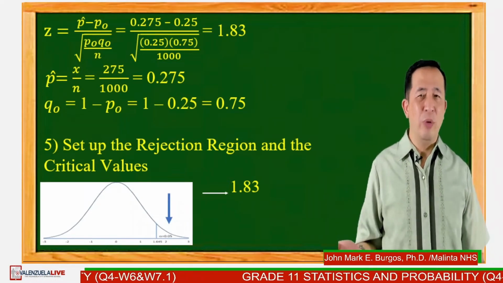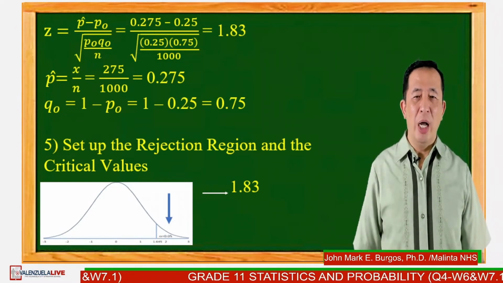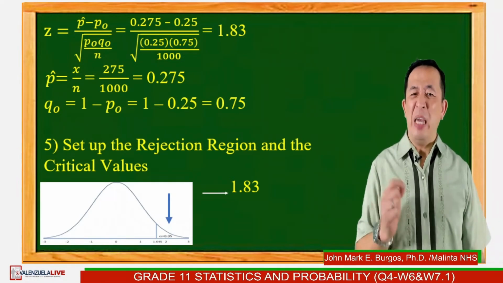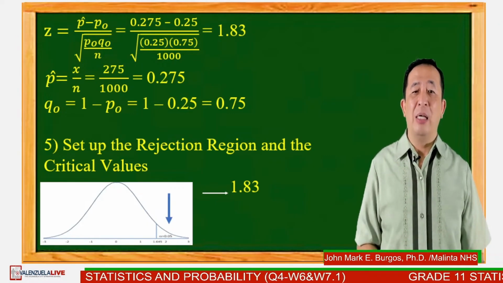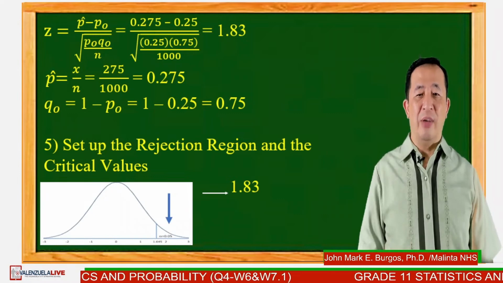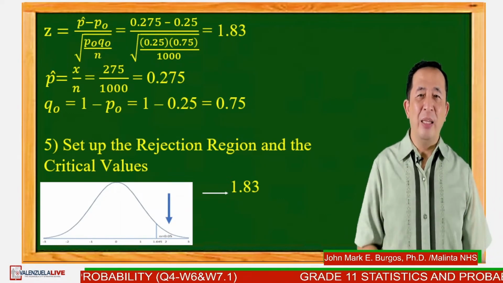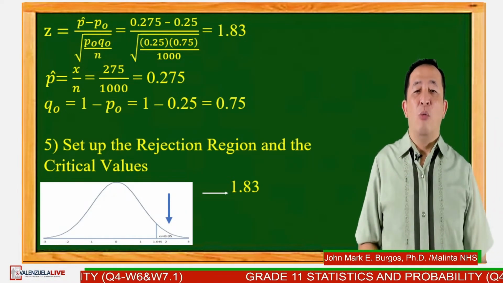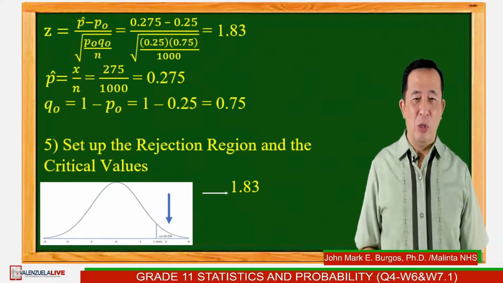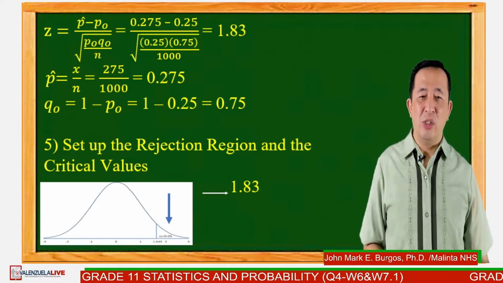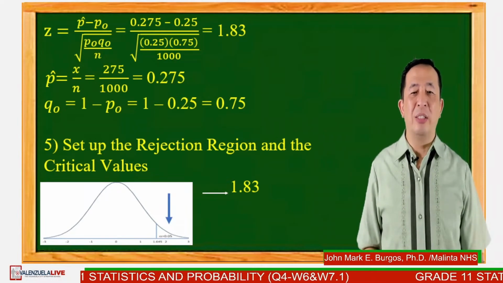So how did we get that q sub o? It is 1 minus p sub o, or 1 minus 0.25, which is equal to 0.75. And the fifth thing that we have to consider is we have to set up the rejection region and the critical values, which is in the rejection region of 1.8.